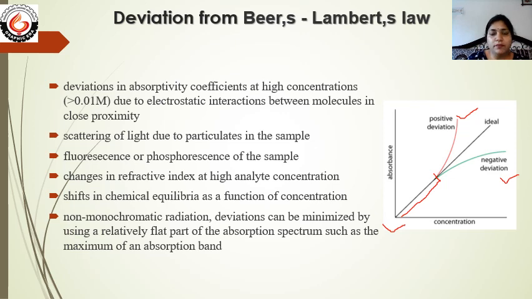So basically, if we are working at very low concentration, it will definitely follow the Beer-Lambert's law, and it will make it easier for us to take observations and results. But if we are working with concentrated solution, we see much deviation from the Beer-Lambert's law.